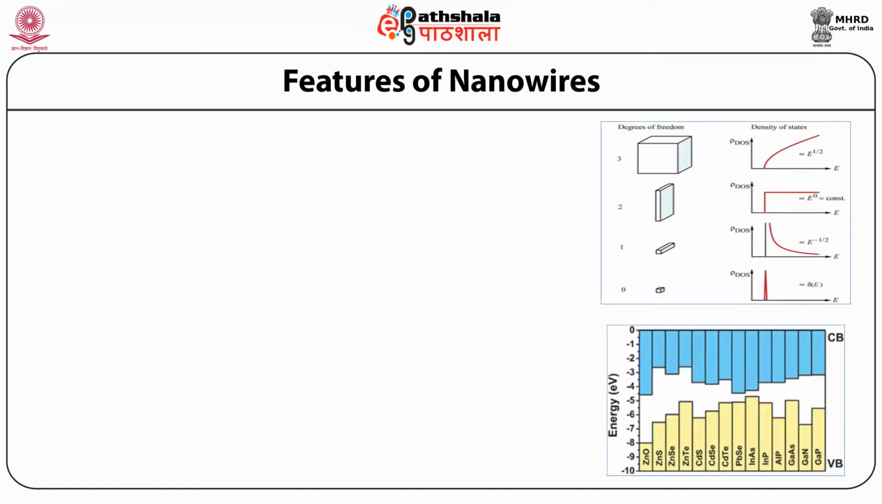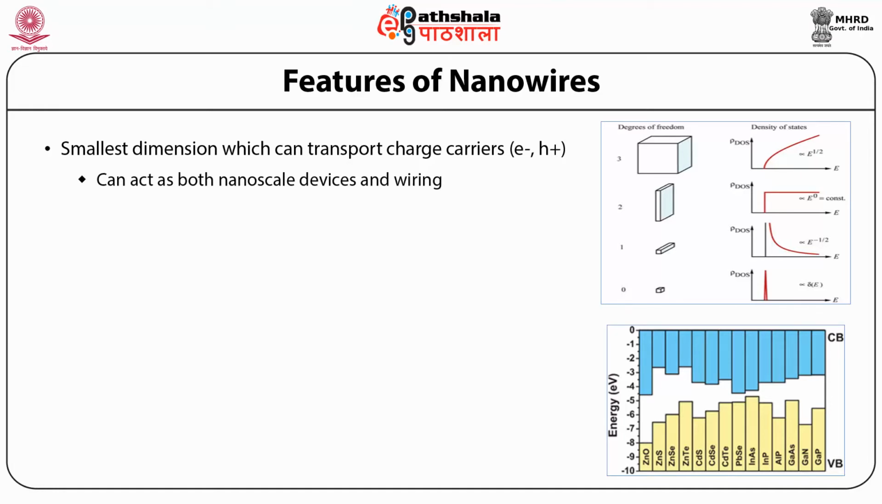Let us now discuss about the features of nanowires. They are having smaller dimension, which can transport the charge carriers, that is electron, e minus, and a hole, h plus, can act as both nanoscale devices and wiring. They have unique density of states. So as shown in this figure, we have the different degrees of freedom, that is varying from 0 to 3, and the corresponding graph for the density of states.